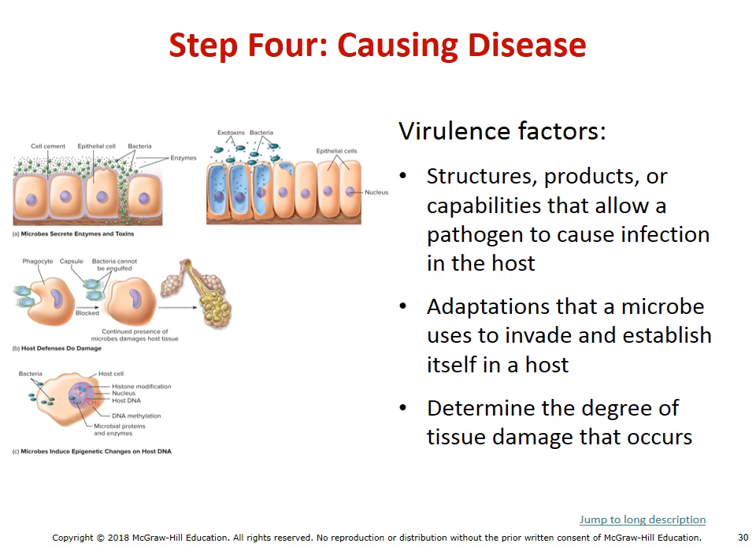So notice step 4 is going to be the accumulation of damage leading to disease. We call the features that allow for damage the virulence factors. So ultimately, these are adaptations that hurt the host. And so naturally, these are problems for us and cause signs and symptoms of disease.